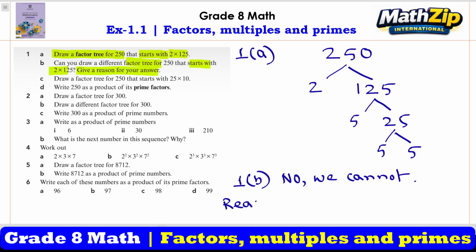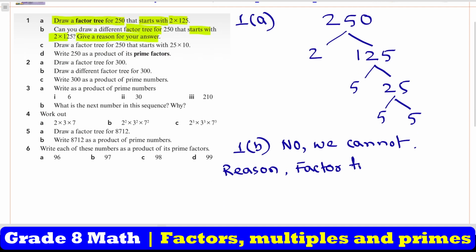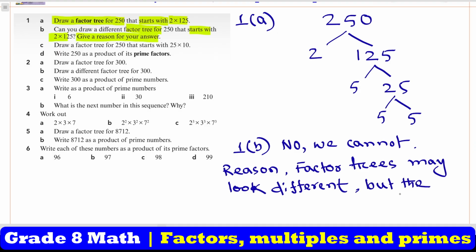Reason: factor trees may look different, but the prime factorization is unique.